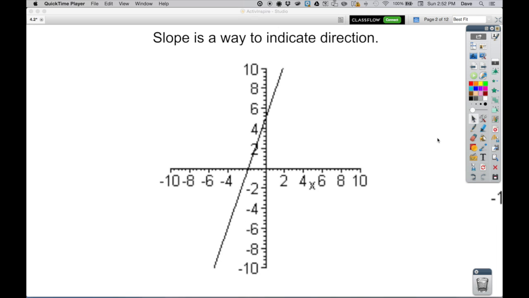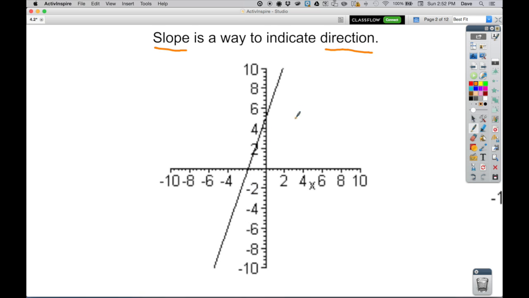So in this lesson, we're going to learn a little bit about this concept called slope. When dealing with linear equations or graphed lines, slope is just a way to indicate direction. We don't have a protractor, we can't measure in degrees, but we do have the advantage that these graphs are on graph paper, a coordinate system. So we needed to come up with a way to indicate which direction certain lines travel.